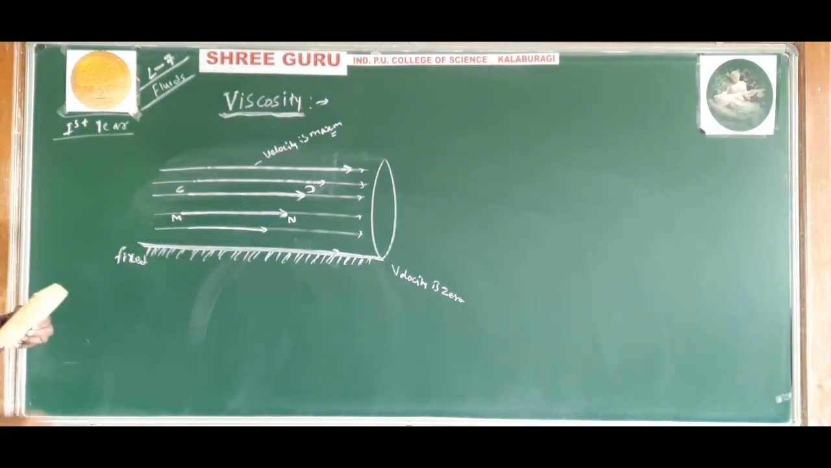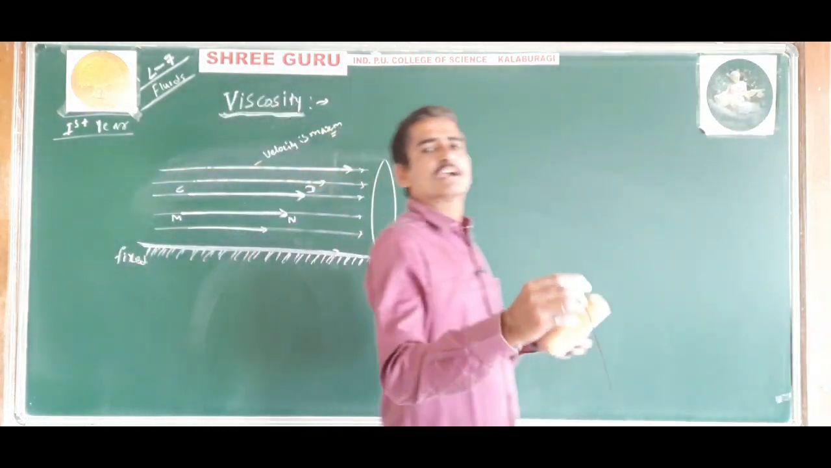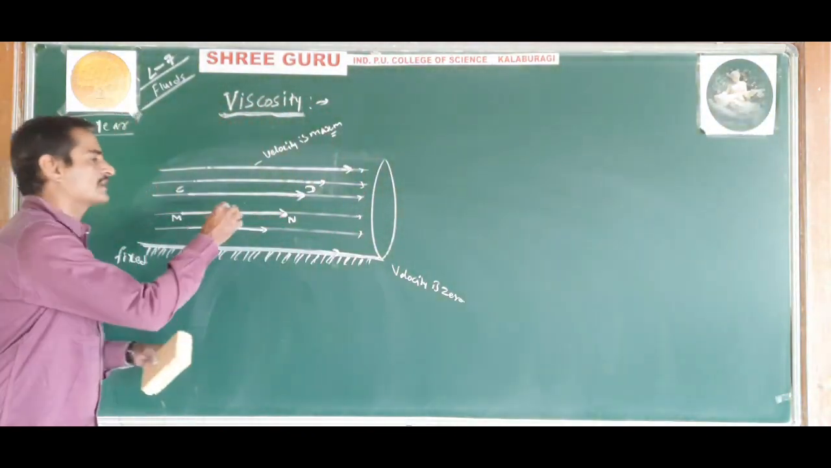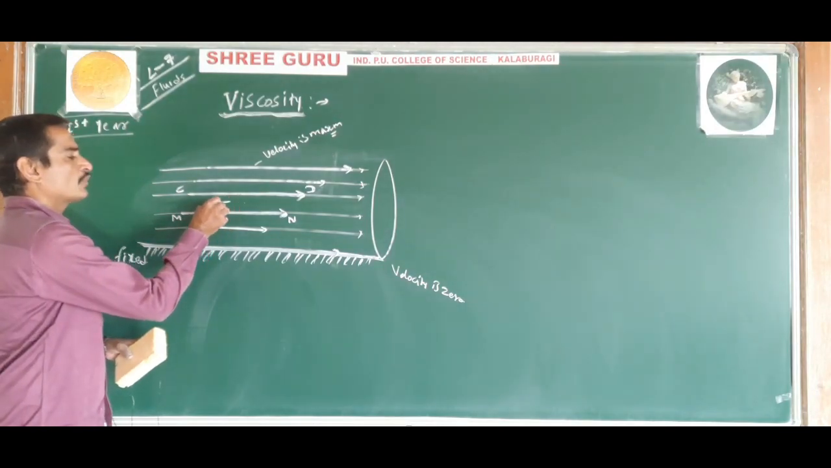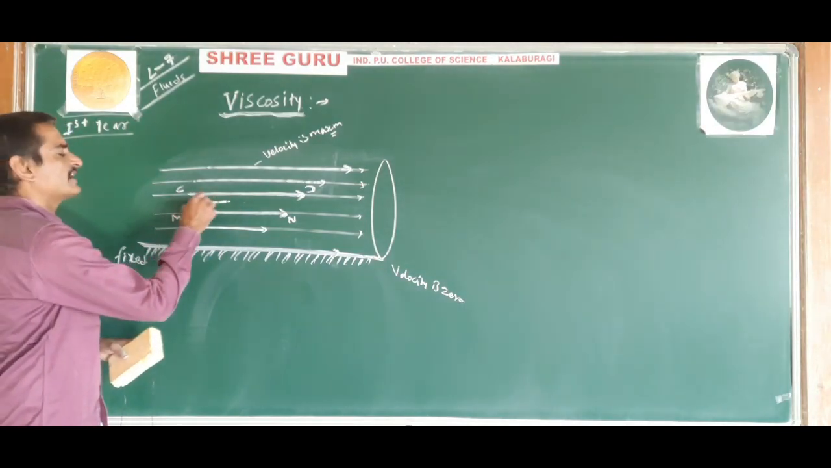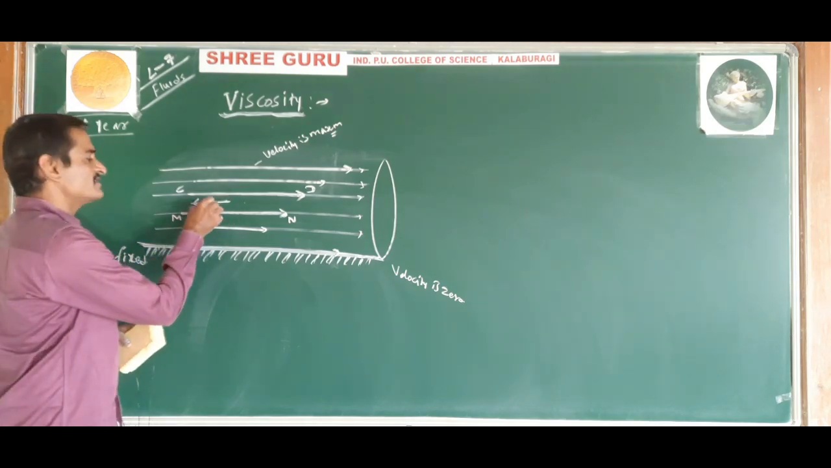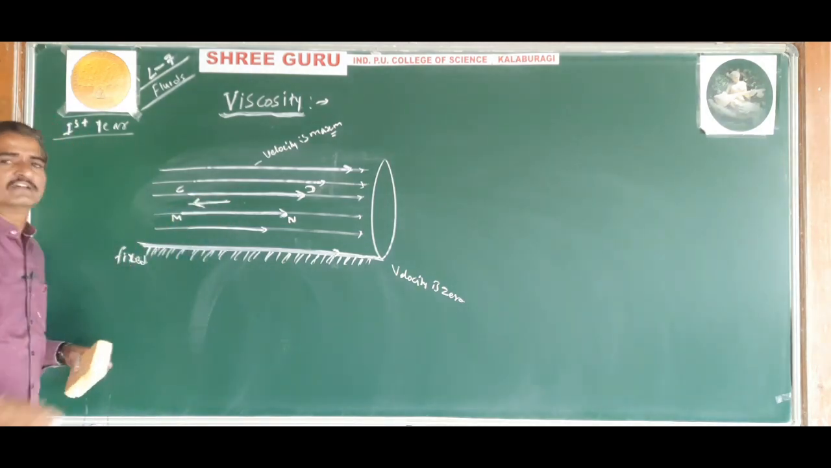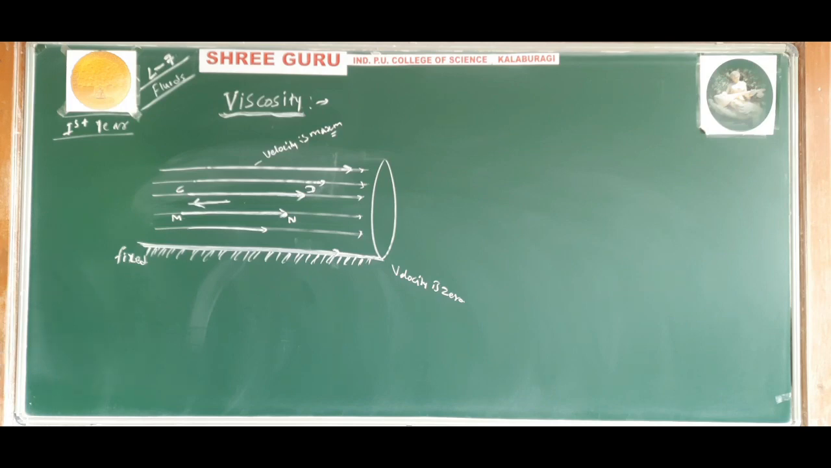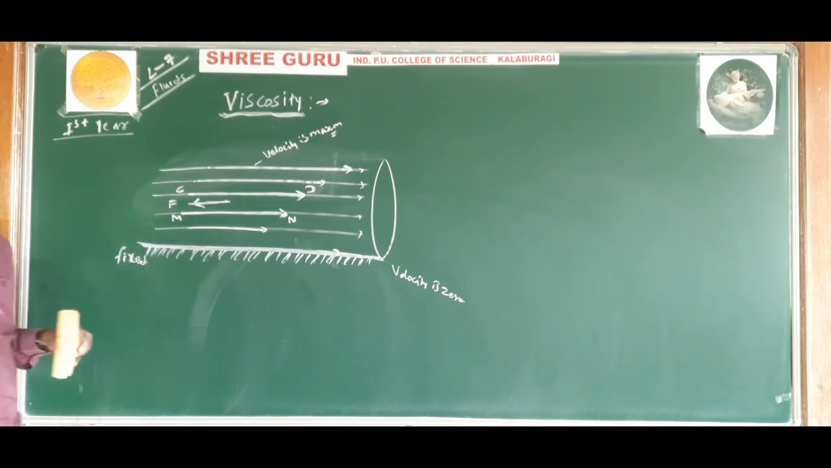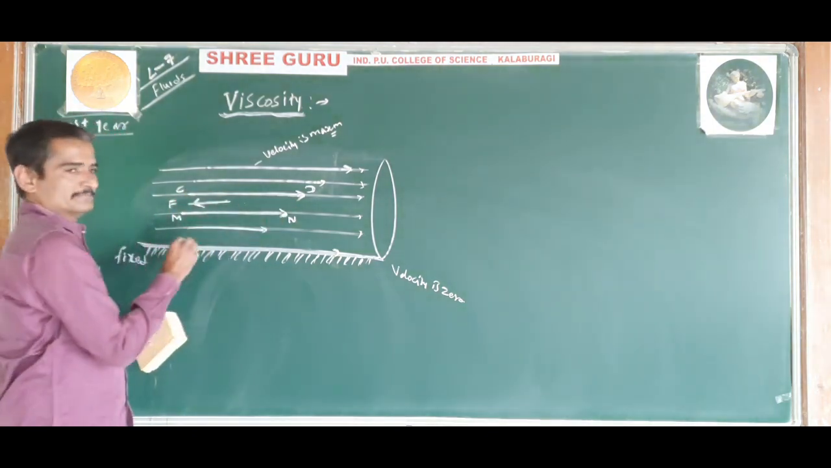As a result of this, a backward dragging force exists tangentially between these two layers in the opposite direction, and this force we call viscous force. Understand properly. Consider two layers CD and MN.